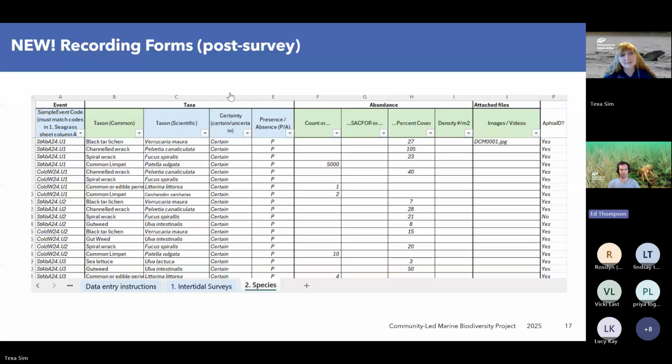Should we move on? Probably skip the next slide because I've talked it through.